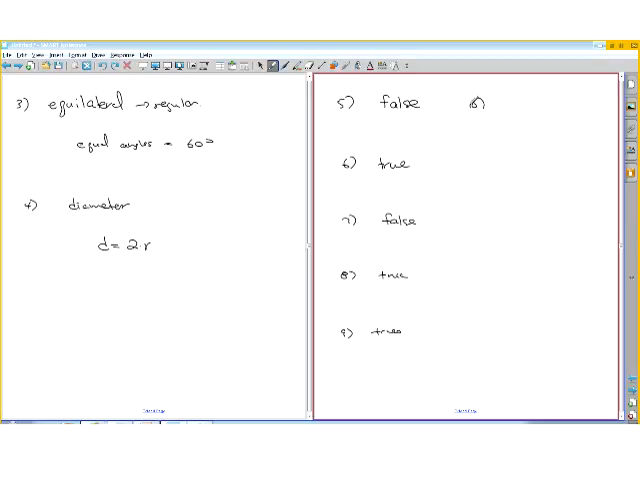Okay, let's go up to 10 here. A rhombus must be a square. Well, that's false. A square is a special kind of rhombus. But the rhombus, if you look again at the figure at the bottom of page 459, is not a square. It's only a square when the angles are all 90 degrees.